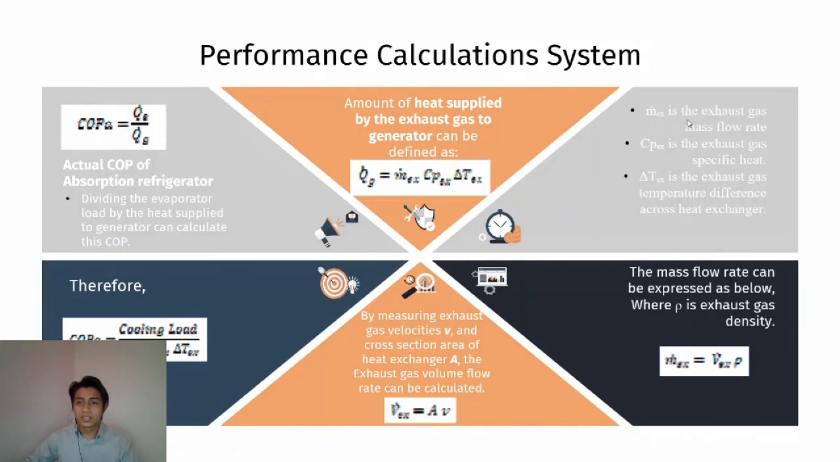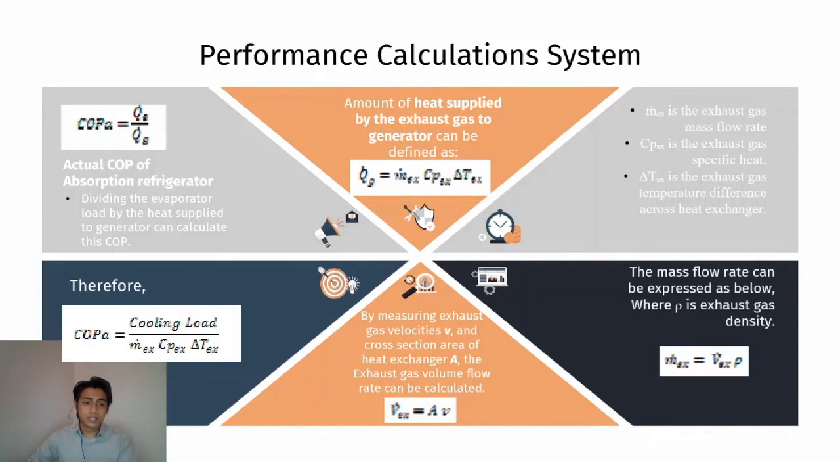This symbol is the exhaust gas mass flow rate. This symbol is the exhaust gas specific heat, and this symbol is the exhaust gas temperature difference across the heat exchanger. Then we get this formula derived from the actual COP of absorption refrigerator.